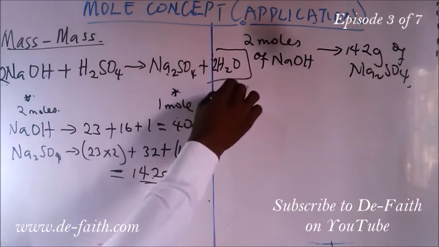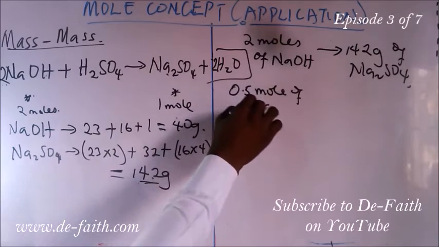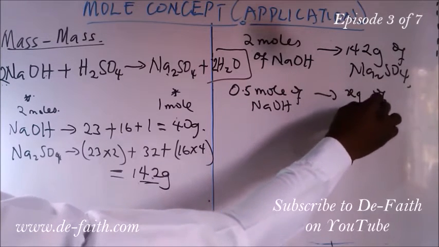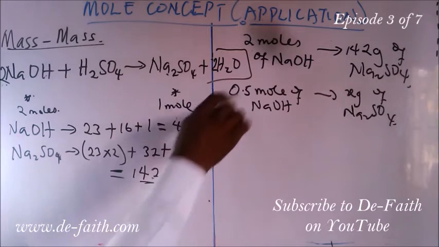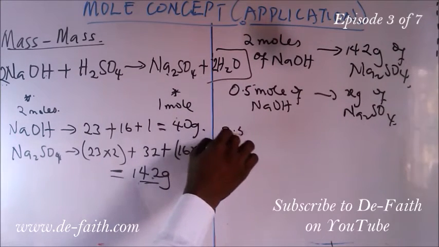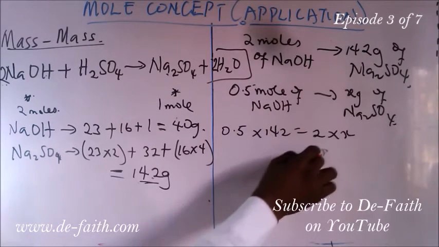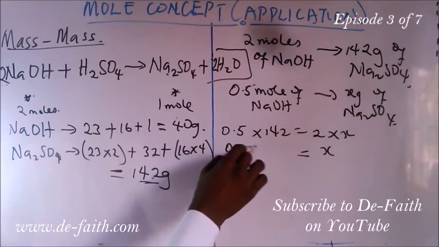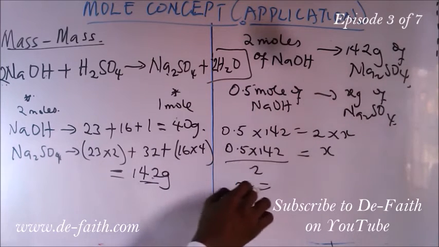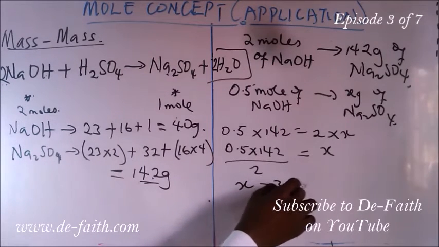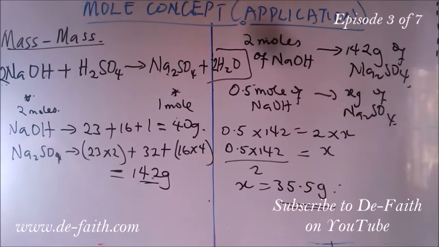If we have 0.5 mole of NaOH, how many grams of Na2SO4 are we going to have? So we cross multiply. This multiplies this, so that's 0.5 times 142, and then this multiplies this, that's 2 times x. So x equal to 0.5 times 142 over 2. So the value of x, when we multiply all that, is 35.5 grams. Hence, that is the mass of Na2SO4 produced when 0.5 mole of sodium hydroxide is used.